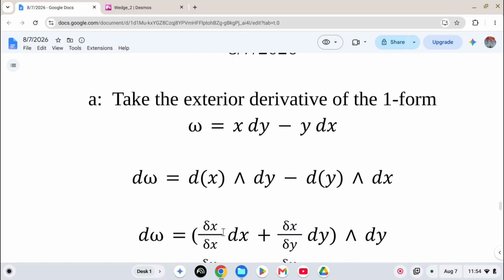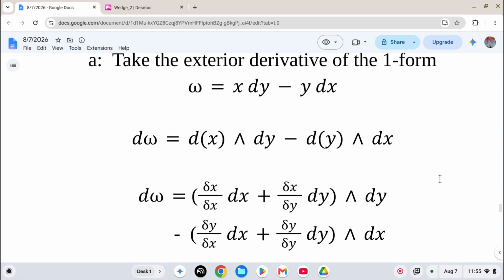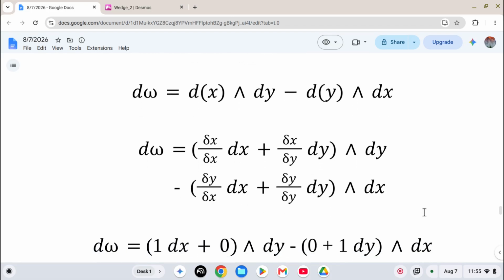That is the partial of x dx plus partial of x dy. This one is the same, partial y dx, partial y dy, wedged with dx. Okay, so let's write out what those are. So we've got the partial of x with respect to x is 1, dx. This is 0, and this is all wedged with dy. Partial y with respect to x is 0. Partial y with respect to y is 1, dy, and all that's wedged with dx.